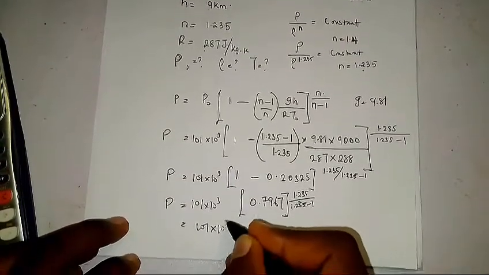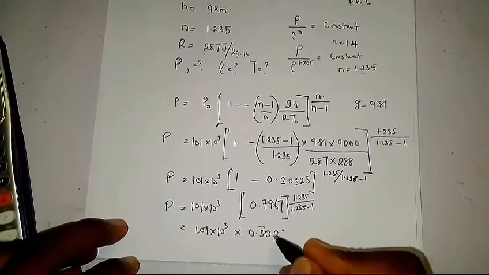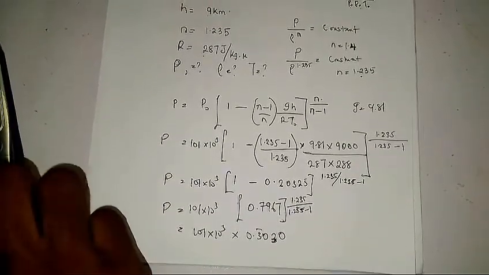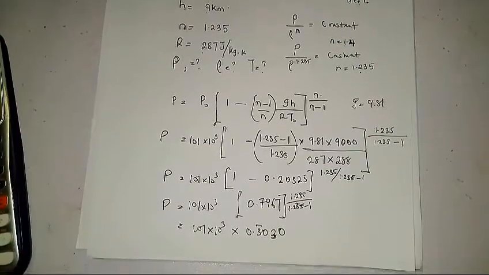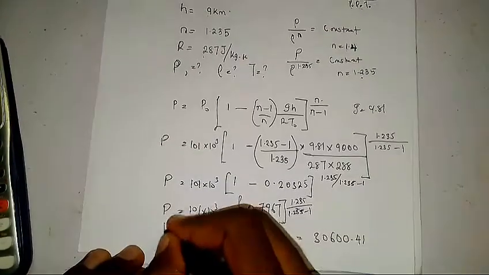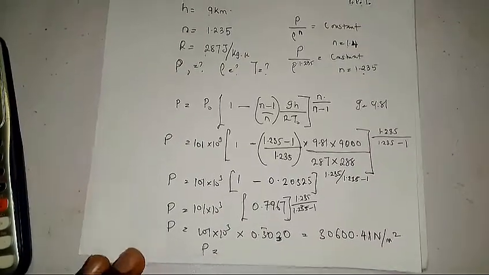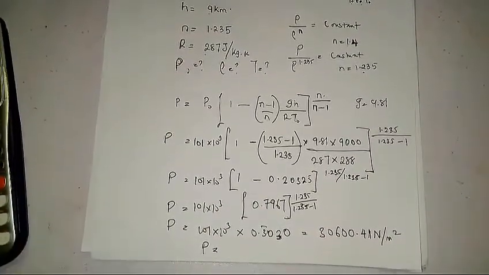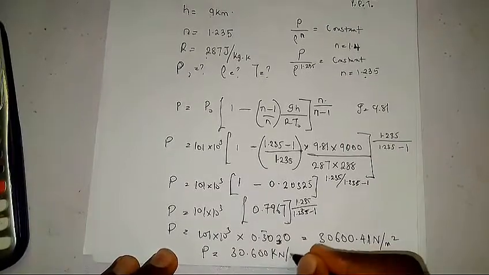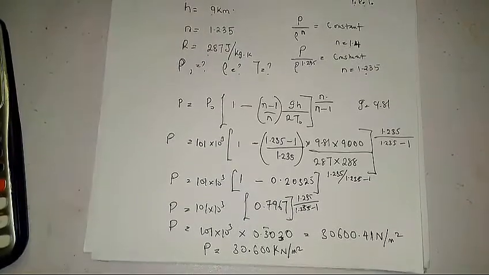101 times 10 raised to power 3 times 0.3030. Let's put it like that. So multiplying this by this, we have 30600.41. Don't forget the unit of pressure is what? Newton per meter square. So you can just basically leave it as kilonewton. That's dividing by 1000. We have 30.600 kilonewton per meter square. So now I've gotten the pressure at the height of 9,000 meter or 9 kilometer.